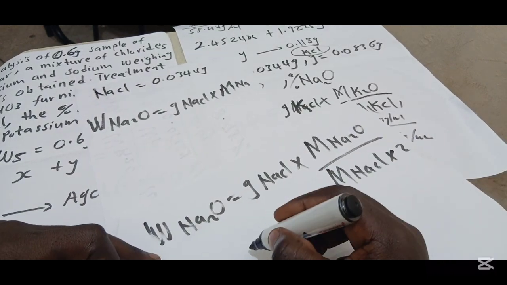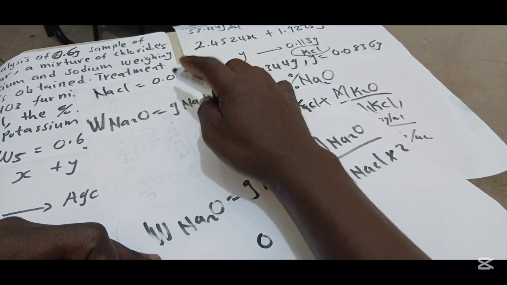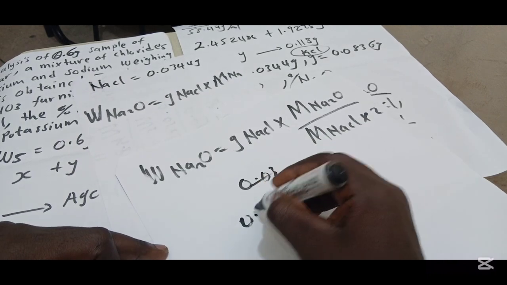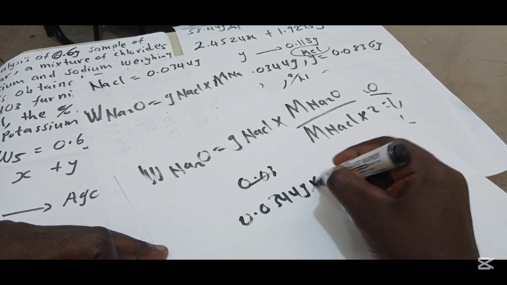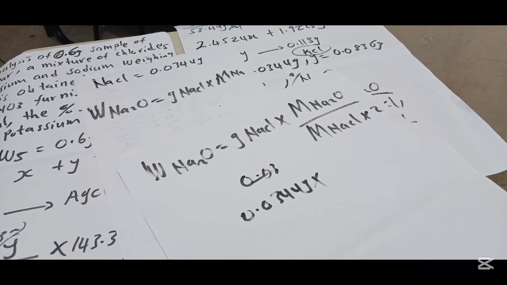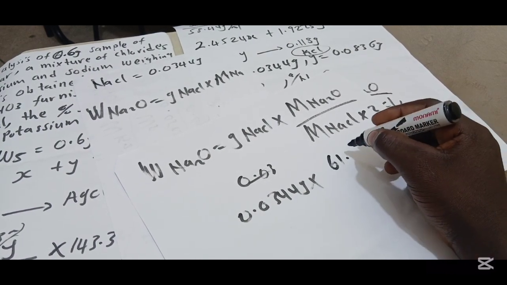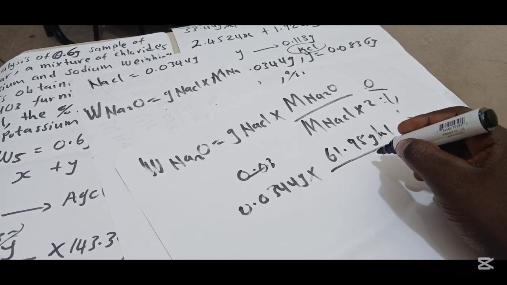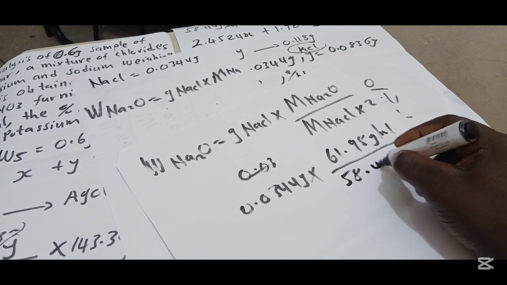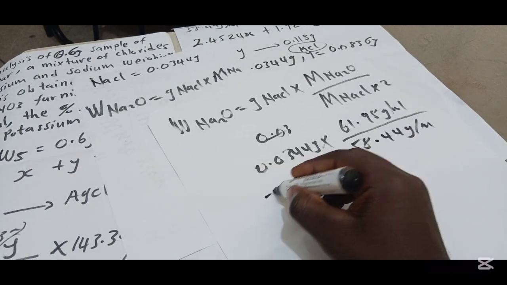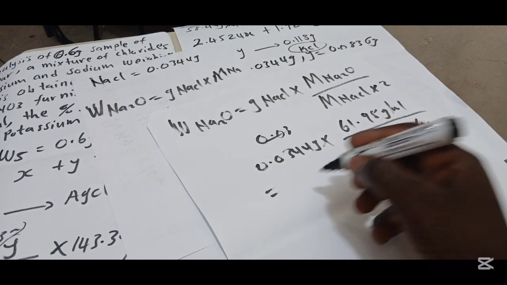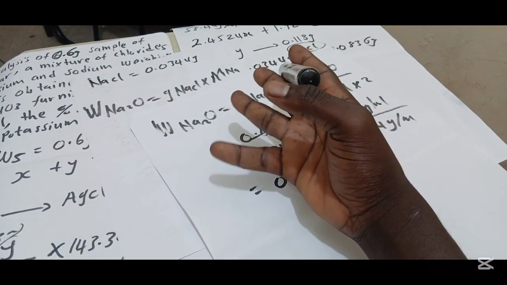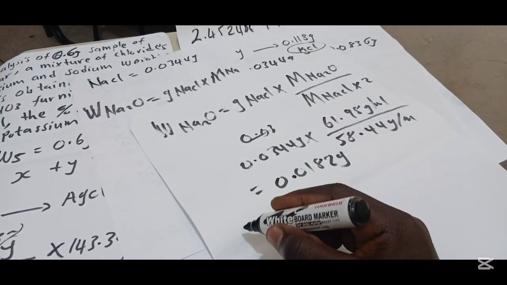So the mass of sodium chloride, from here, we calculated 0.0344 grams, multiplied by the molar mass of Na2O, which is 61.98 grams per mole, over the molar mass for sodium chloride, which is 58.44 grams per mole, and the whole of this is going to give us 0.0182 grams. Now that we have the weight for Na2O, we can go ahead and calculate its percentage.